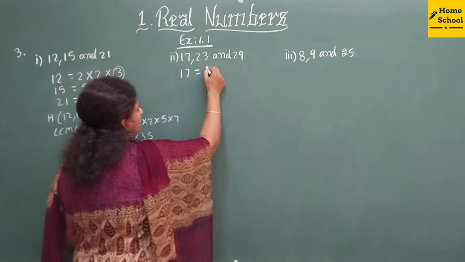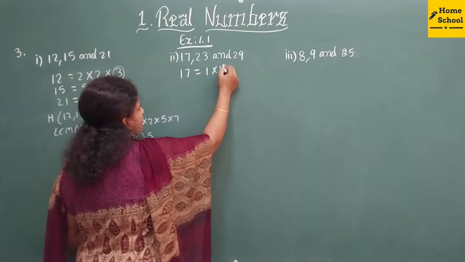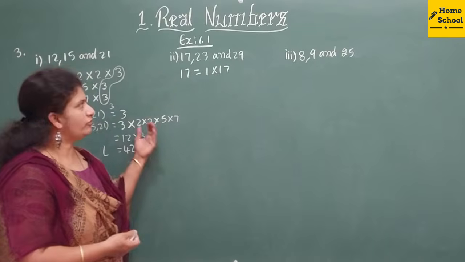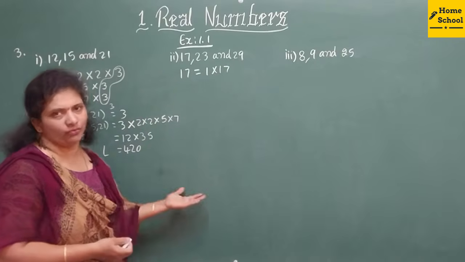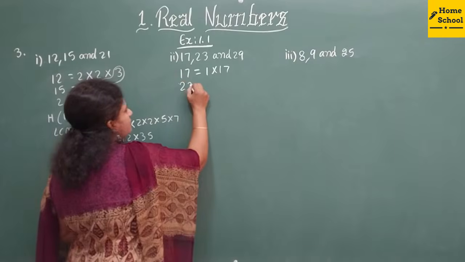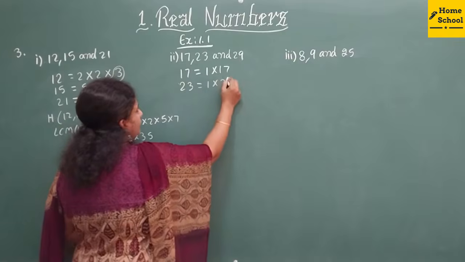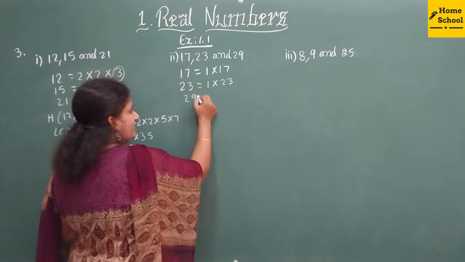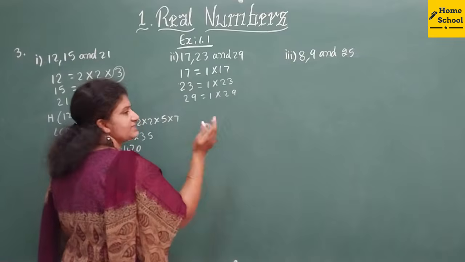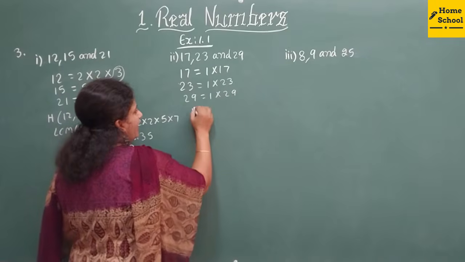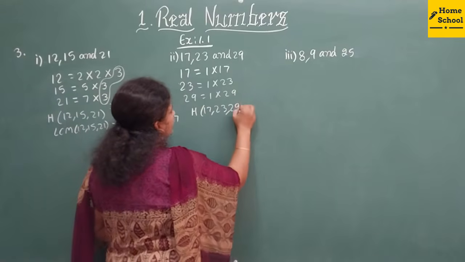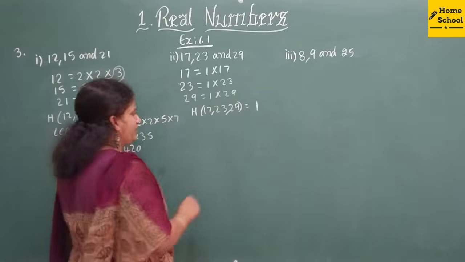Yes, second problem. 17. 17 can be written as 1 into 17. 17 is a prime number. So, there are no factors. No factors means if you want, you can write 1 or simply write only 17 there. 23 is also a prime number. 1 into 23. 29 is also a prime number. So, there is no other number common except 1. Therefore, HCF of these three numbers 17, 23, 29 is 1.